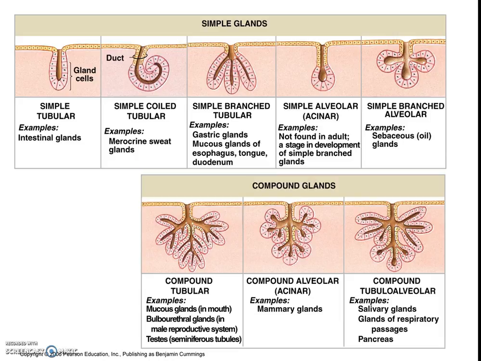So we need to be able to identify these. Again, does it have any branching? Does it only branch one time, or does it branch more than one time? And then what is the shape of the branches? Are they more spear-shaped or tubular, or are they more rounded or alveolar?